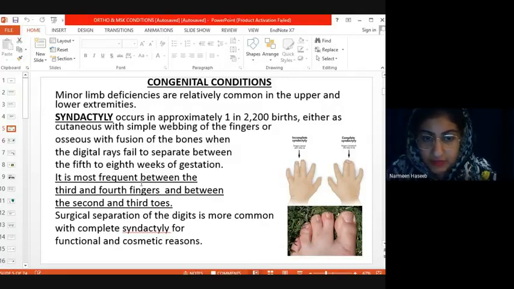As we have discussed, it is most frequent between the 3rd and 4th fingers, and between the 2nd and 3rd toes. Surgical separation of digits is more common with complete syndactyly for functional and cosmetic reasons. So surgery can be done for functional and cosmetic purposes.